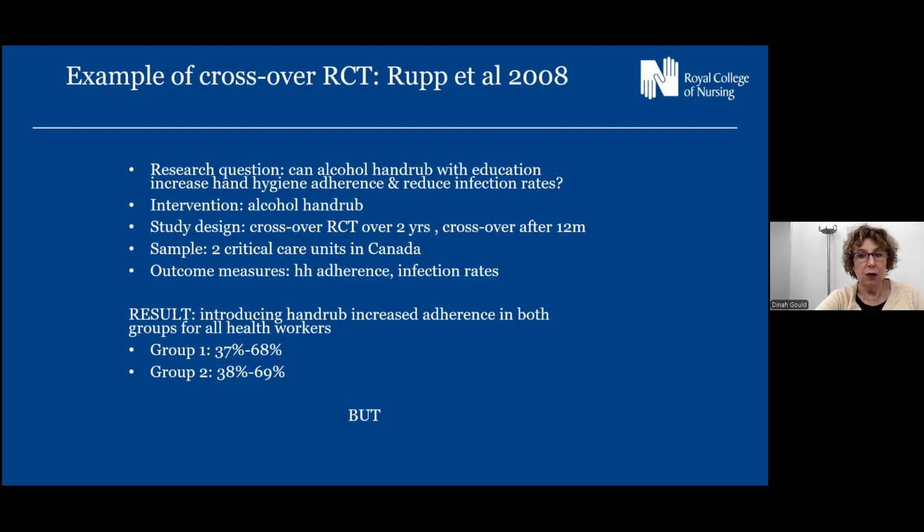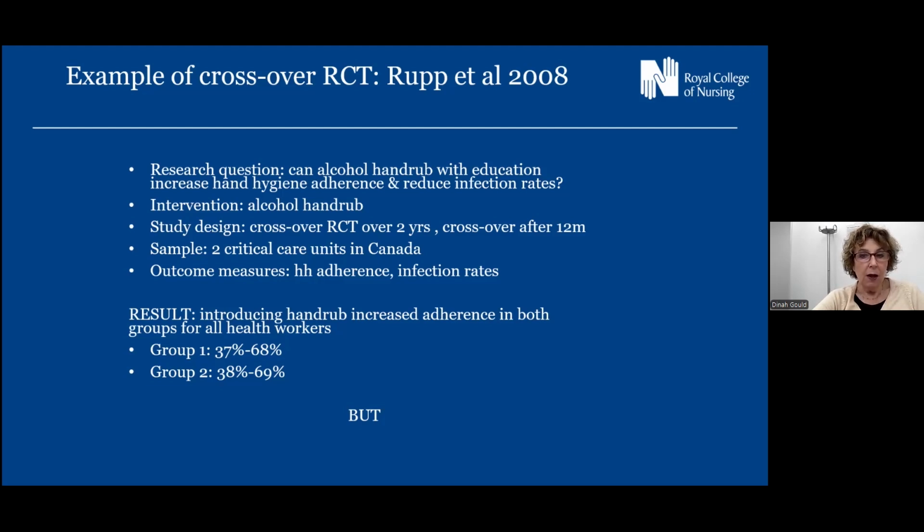It took over 2 years, and the people on the test wards got the alcohol hand rub first, and the other people didn't. And then after 12 months, there was a crossover, and the first ward that had got the alcohol didn't have it for the next 12 months, and the people who'd been without it in the first place then got it. The sample was 2 critical care units in Canada, and the outcome measures, what they were looking at, the difference, was hand hygiene and infection rates.